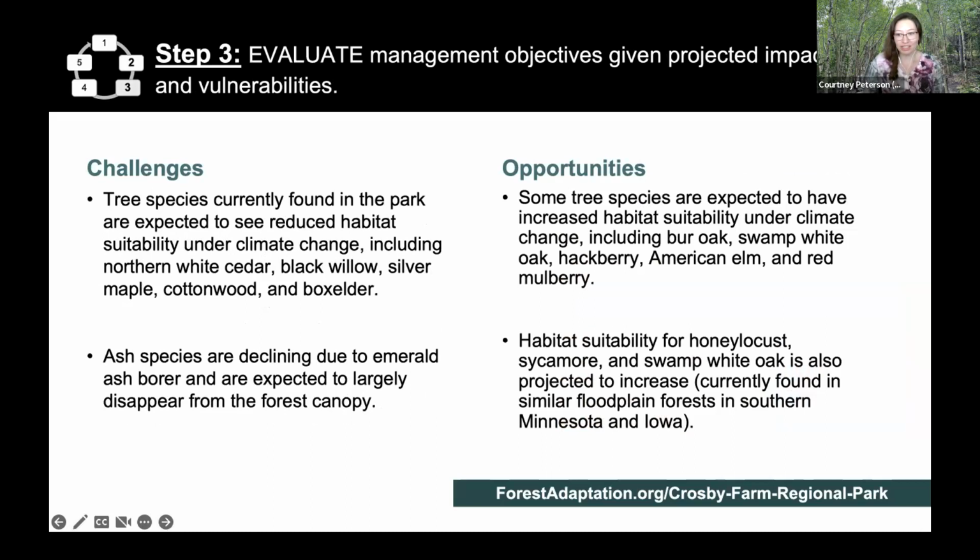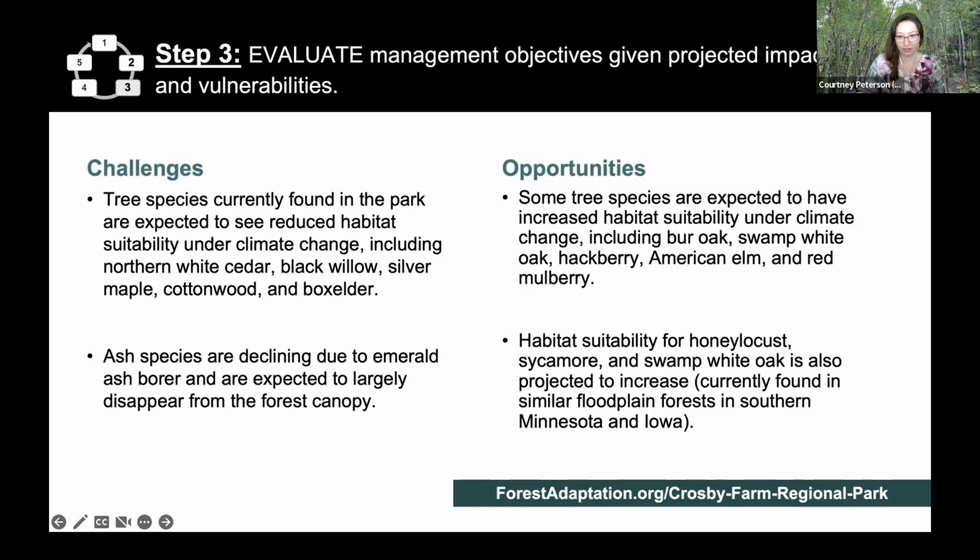And so some of those key climate challenges: tree species currently found in the park are expected to see reduced habitat suitability under climate change, including things like northern white cedar, black willow, silver maple, cottonwood, and box elder. Those are some of the less dominant but native species found at Crosby Farm that we're expecting to see reduced habitat suitability. Also, those ash species are declining due to emerald ash borer and are expected to largely disappear from the forest canopy.